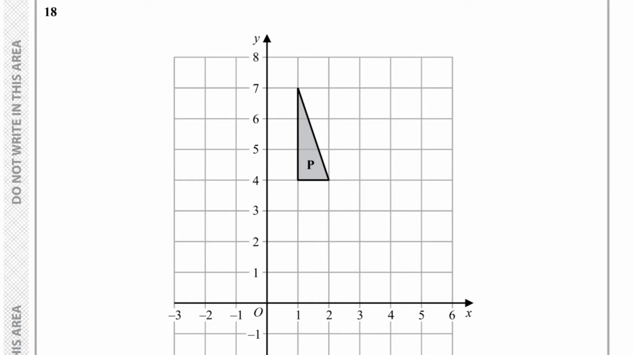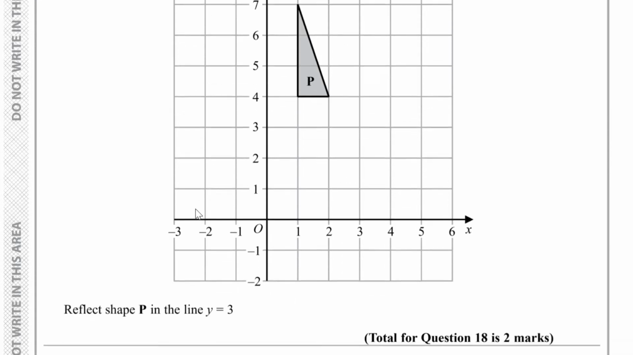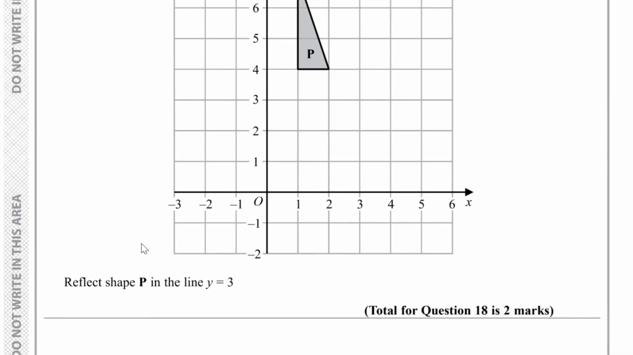Question 18. We have to reflect shape P in the line y equals 3. Well, if we draw the line y equals 3, the line y equals 3 is this one over here. So this is the line y equals 3. And if we reflect this shape, we'll do it in green. This here is where the new shape lies.